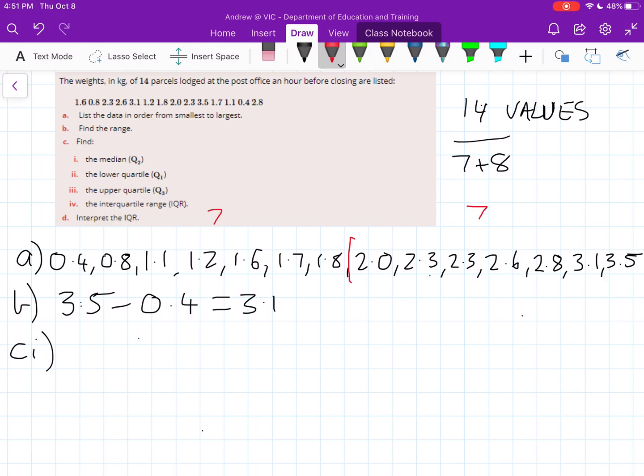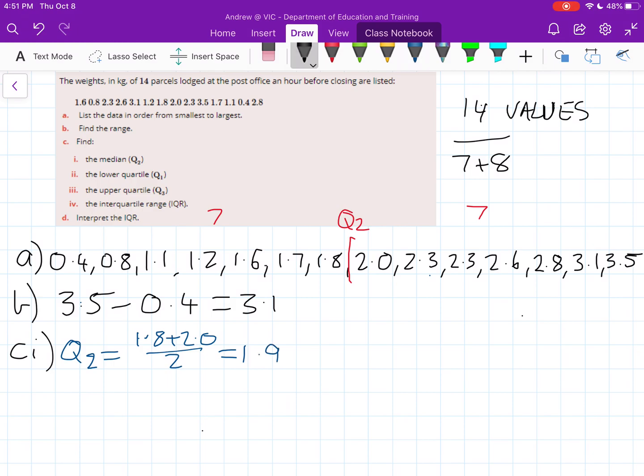So Q2 is then going to equal, I'll actually work it out, 1.8 plus 2.0 divided by 2, because we need to take the average of those two numbers that are in the Q2 position, on either side of that. So this here, hopefully you realize, is equal to 1.9.